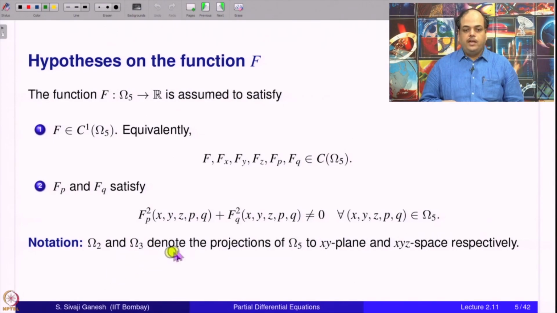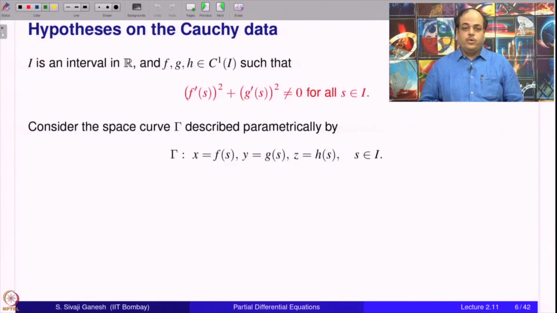Omega 2 and omega 3 denote the projections of omega phi to the xy plane and xyz space respectively. The Cauchy data is prescribed by gamma: x equal to f(s), y equal to g(s), z equal to h(s) for s belonging to an interval I, and these functions are C1 functions on the interval I. We assume that the projection of gamma to the xy plane, which is denoted by gamma 2, is a regular curve, which means f prime and g prime do not vanish simultaneously at any point on the curve gamma 2.